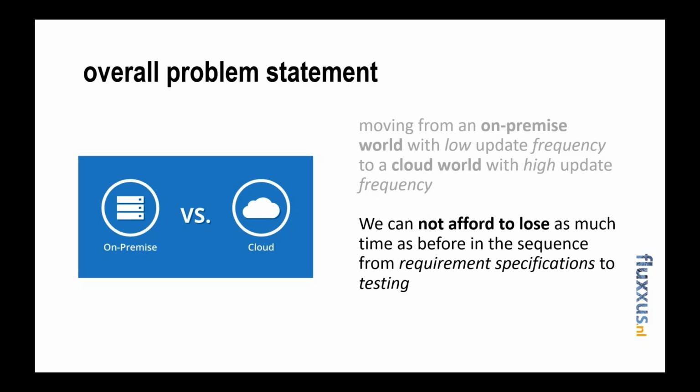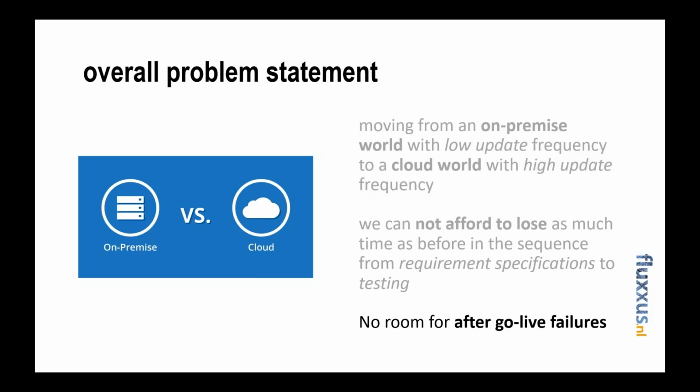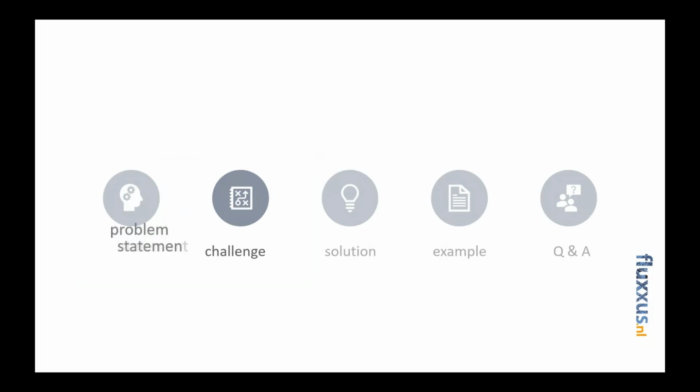We cannot afford to lose as much time as before in this whole sequence, in getting from a customer wish through requirements, through app coding, through testing into something published on the AppSource. So we have to be more efficient, and I think this is part of it. We have to deliver better quality. How do we do that? So I already mentioned it, but explicitly, there is no room, or let's put it a little bit more gently, there's lesser room for after go live failures. So that's the problem statement, in my opinion.